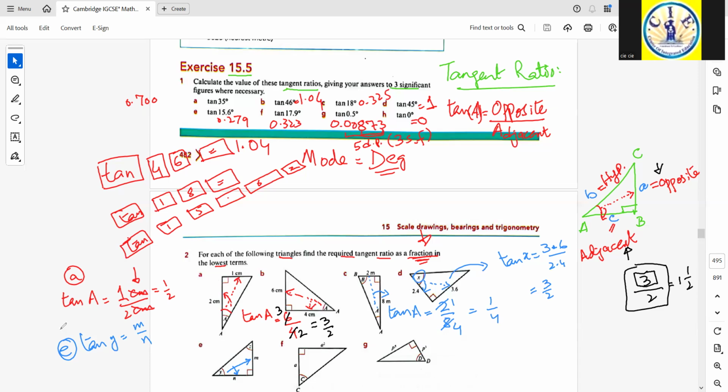And now if you consider the angle Z, this one, so tangent ratio with respect to the angle Z will now be equal to the opposite side is N and the adjacent is M. So we will write N divided by M. So you see the values of the tangent ratio change depending upon the angle you consider.